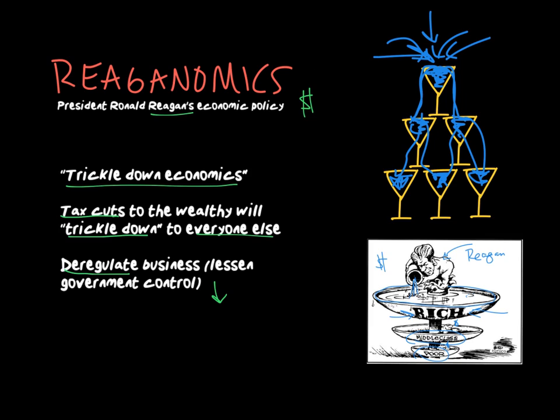So what can we conclude about Reaganomics? Well, the intent of the policy was for all that wealth from those tax cuts to trickle down to everybody else. But, as we can see from the cartoon we just analyzed here, that didn't quite happen. The wealthy Americans kept a lot of their money, and it didn't quite reach the people at the lower and middle class.